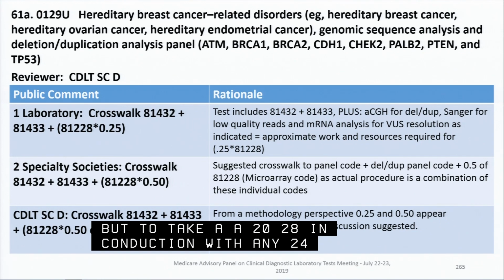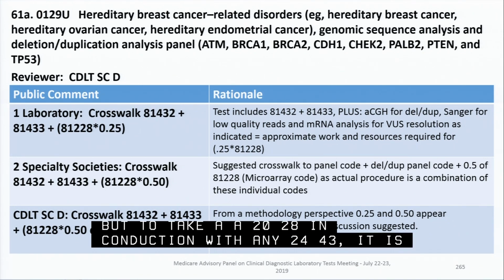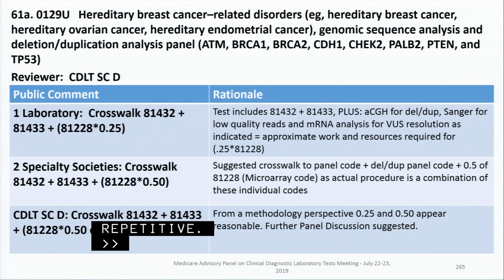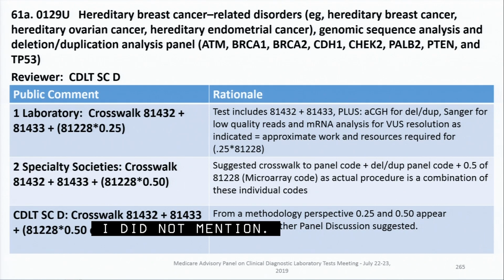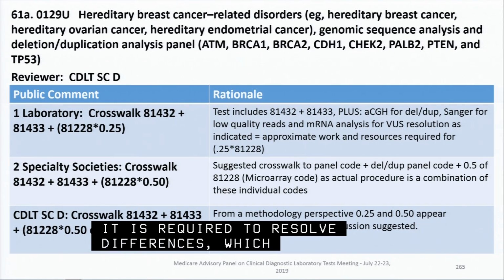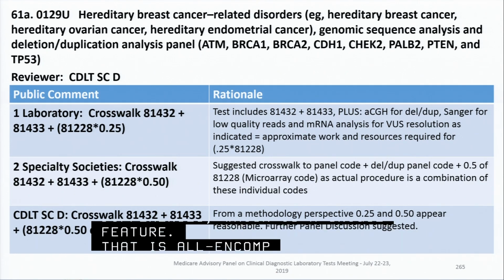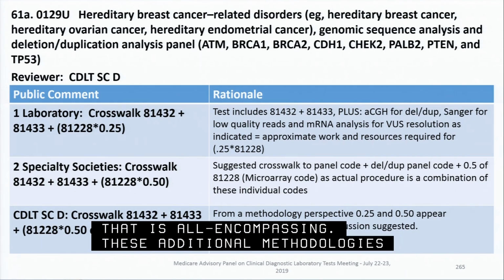We've bundled that, Dr. Lyon. One additional element that I did not mention was the mRNA analysis that's required to resolve variants of uncertain significance, which is a very unique feature as well. And that is all encompassing. So these additional methodologies plus the mRNA analysis all together, we're approximating the work of 1/4 of the 81228.